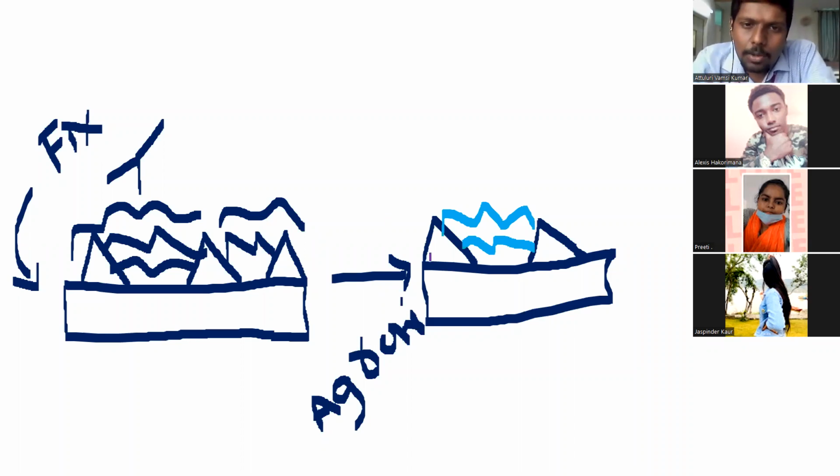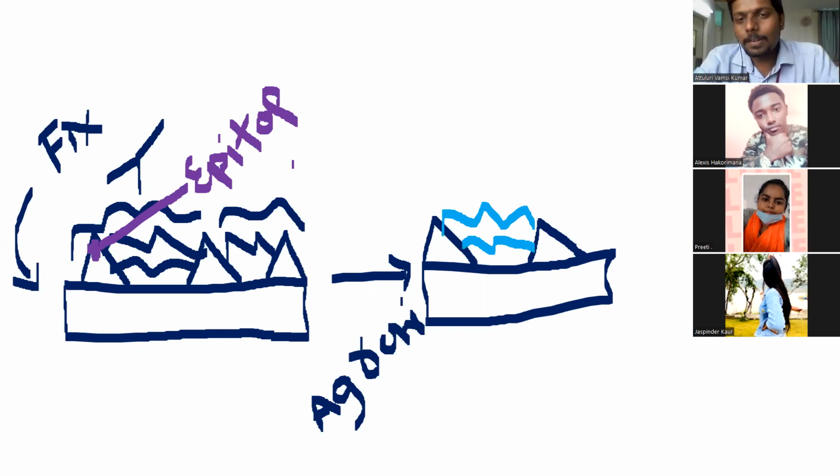By the way, students, I want to tell you one important term. The part of the antigen that binds with an antibody is called the epitope. Keep in mind, the part of the antigen that binds with the antibody is called the epitope. That is why this step is also called epitope retrieval.